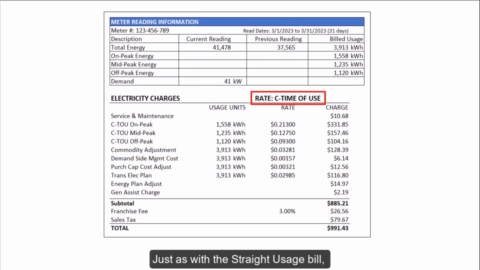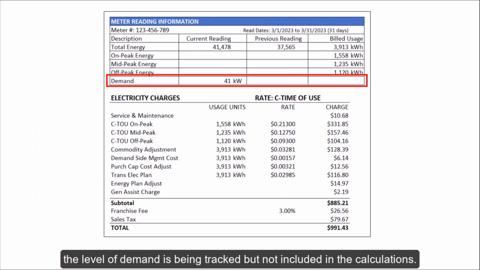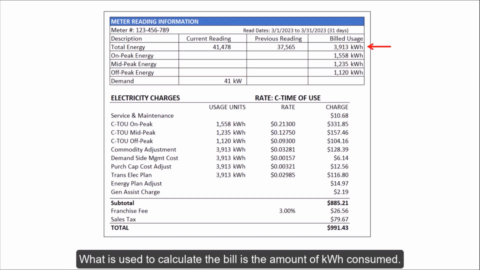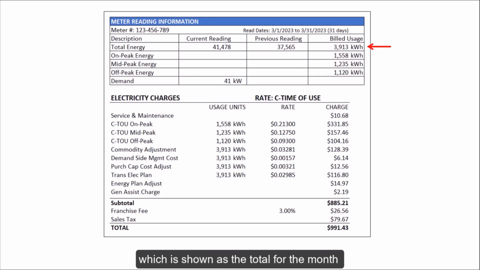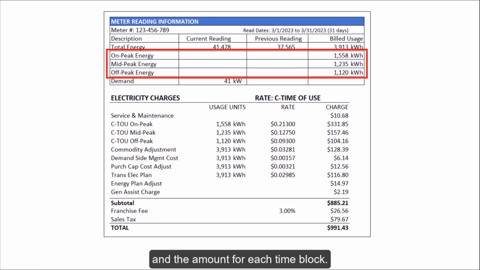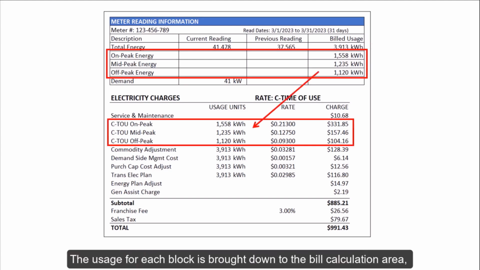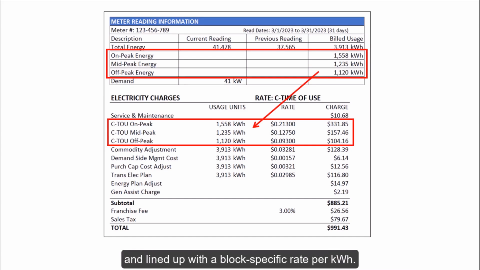Just as with the straight usage bill, the level of demand is being tracked but not included in the calculations. What is used to calculate the bill is the amount of kilowatt hours consumed, which is shown as the total for the month and the amount for each time block. The usage for each block is then brought down to the bill calculation area and lined up with the block specific rate per kilowatt hour.